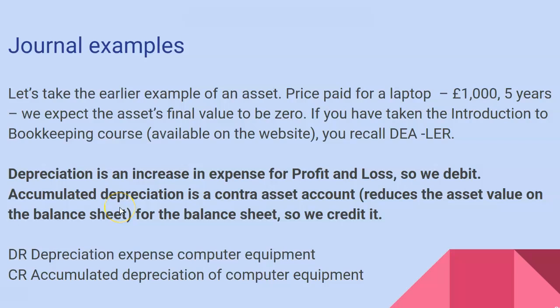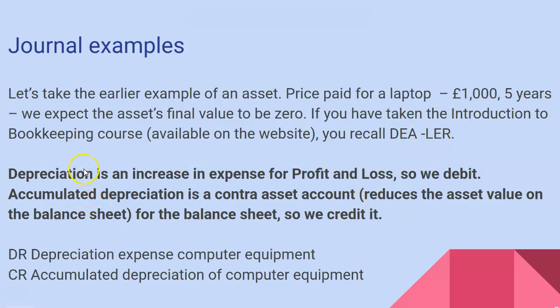Accumulated depreciation is a contra asset account, which reduces the value on the balance sheet. So we credit it. Assets for us are on A, but because it's decreasing, we put it into the credit. If they were increased, we would put it into debit, but because it's decreasing the value of our asset, we put it into credit.